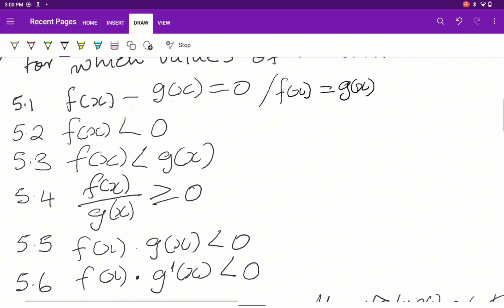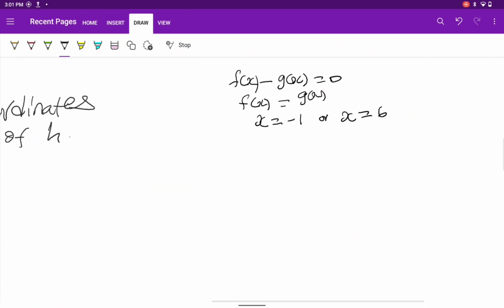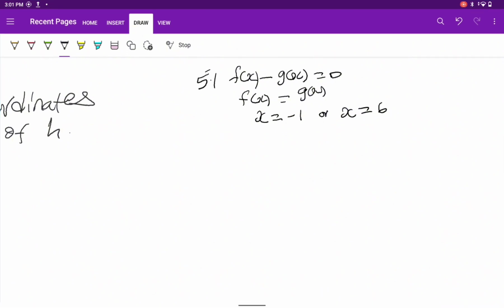So it's 5.1, f at x minus g at x equals to 0. Right, 5.2, f at x is less than 0. Now, let's look at this one. F at x is less than 0. So this was 5.1. Now 5.2, values of x for which f at x is less than 0.